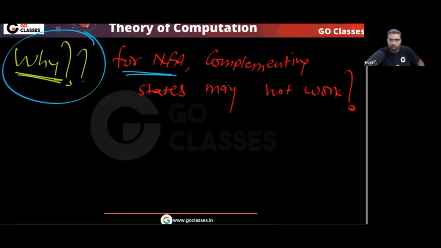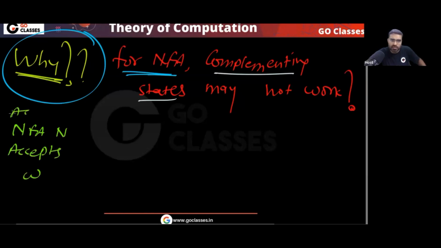Why for NFA complementing states may not work. Complementing states may not work, because you can notice, let's assume you have NFA N and this NFA N accepts W. Let's assume that there is NFA N which accepts W.